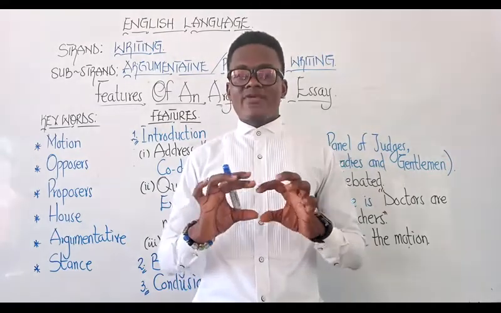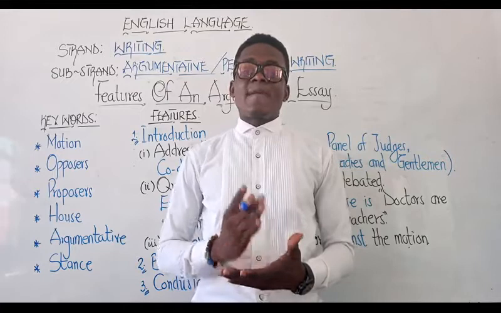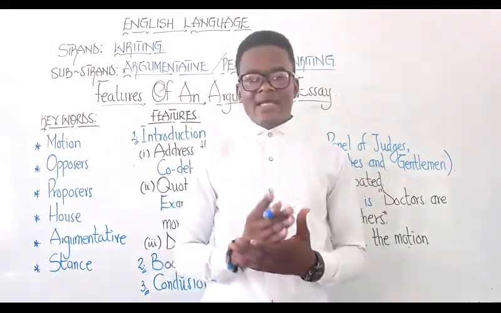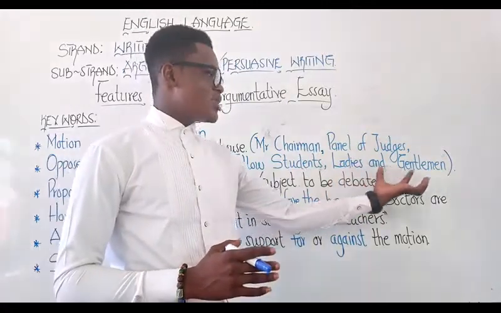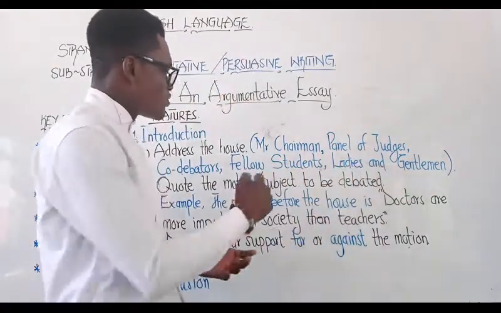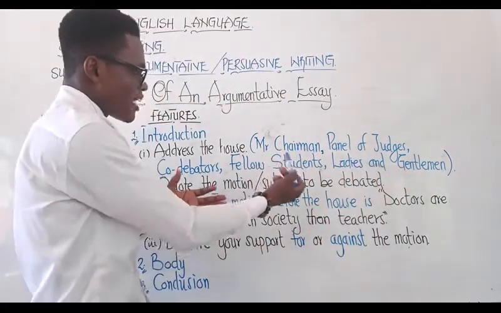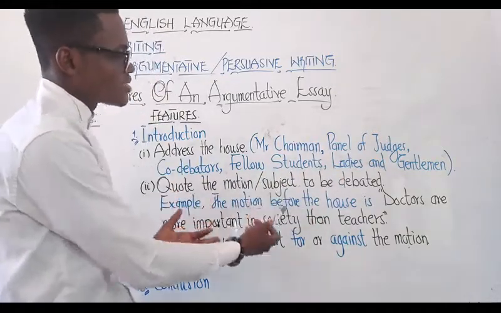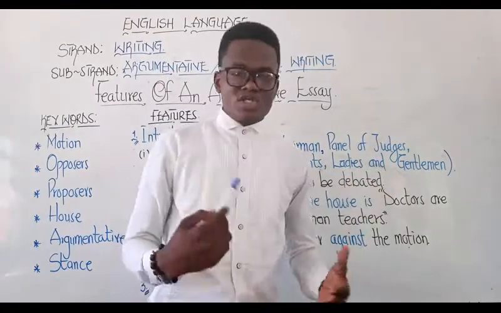So when you are addressing the house, you start with what? Mr. Chairman or Madam Chairperson, and end with ladies and gentlemen. As you can see over here, you always start with Mr. Chairman or Madam Chairperson, followed by a panel of judges, co-debaters, fellow students, ladies and gentlemen.